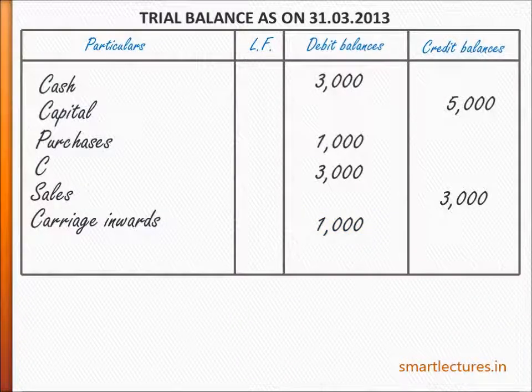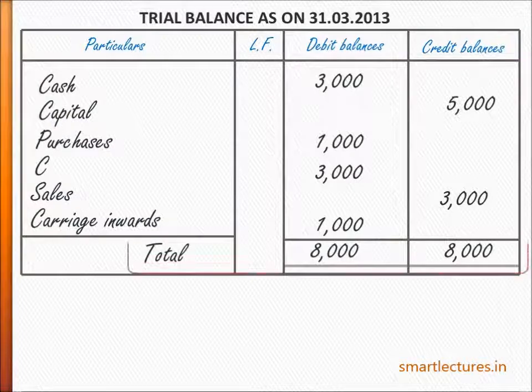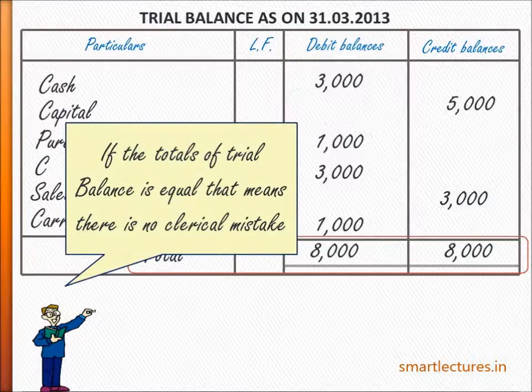Basically, when I say the debit side of trial balance or credit side of trial balance, what I am trying to say means the list of debit balances and list of the credit balances. In fact, there is no debit or credit side of trial balance. So now have a look at the trial balance. The total on both sides is rupees 8,000. Be careful. If the totals of trial balance agree on both sides, it means no clerical mistake has been made during the year. Everything has been done perfectly.